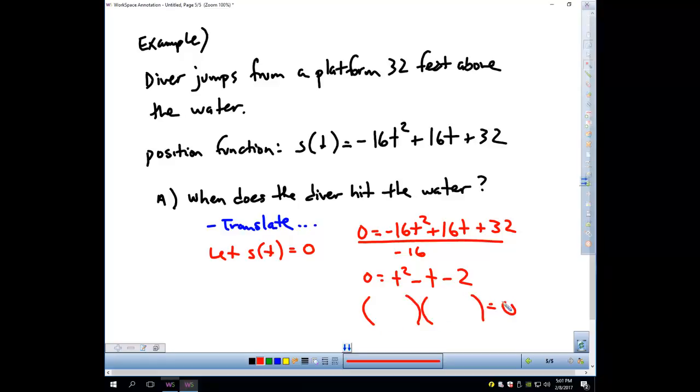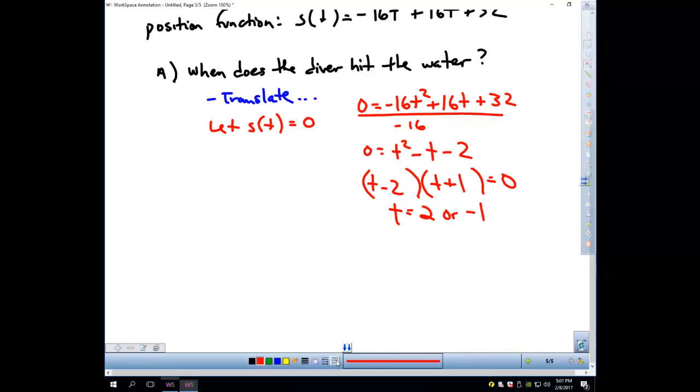I've got t minus 2 and t plus 1, which yields two solutions. Setting them equal to 0, t equals 2, t equals negative 1. I'm not really sure what negative 1 means. That would mean that he hit the water 1 second before he jumped, which doesn't make any sense in the context of this problem. So this gives us one solution.